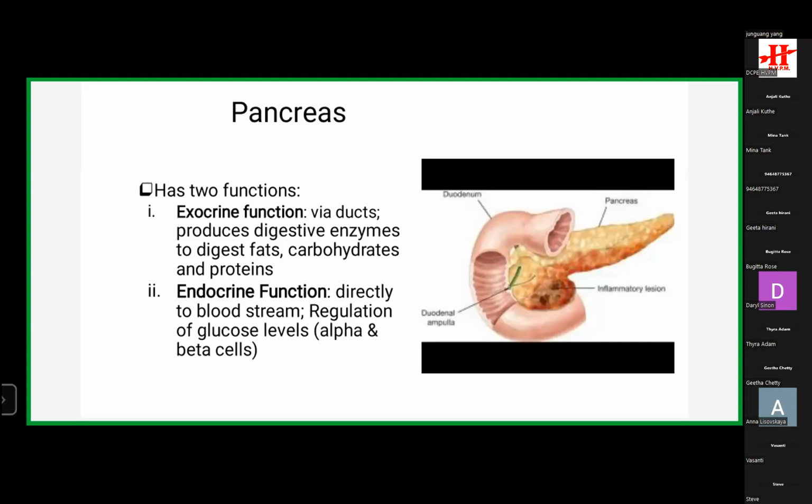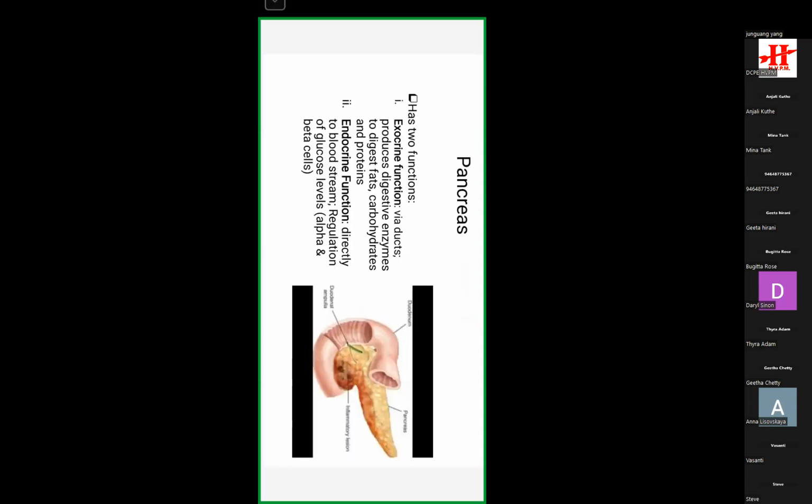Here, we are learning about the digestive system, and the digestive function of the pancreas is secretion of pancreatic juice, which helps in the digestion of the macronutrients. Here we have completed the digestive system, which includes main organs as well as the accessory organs.